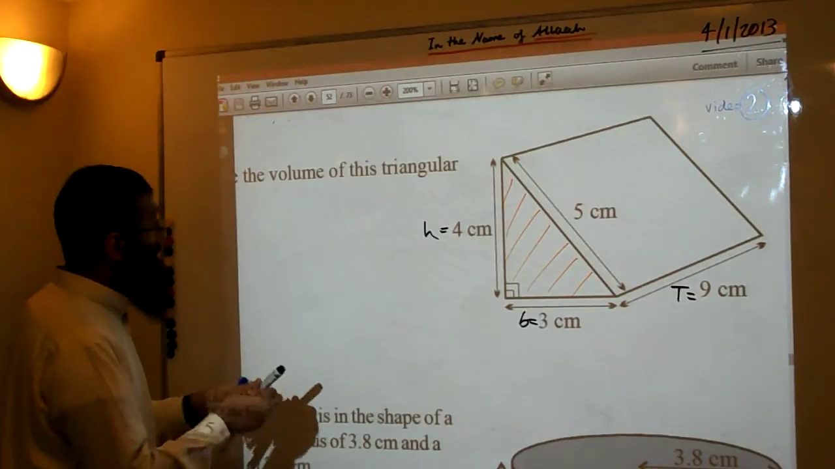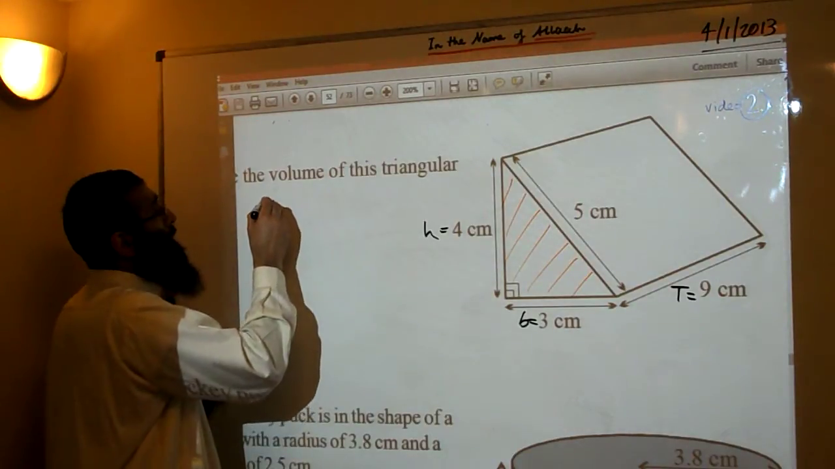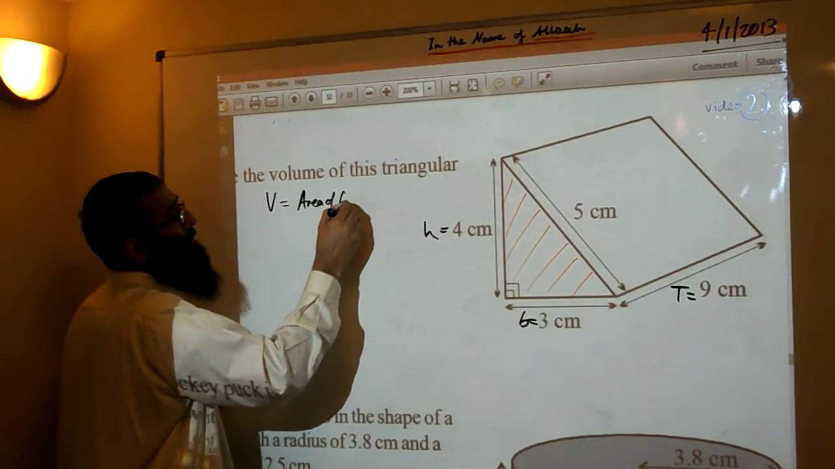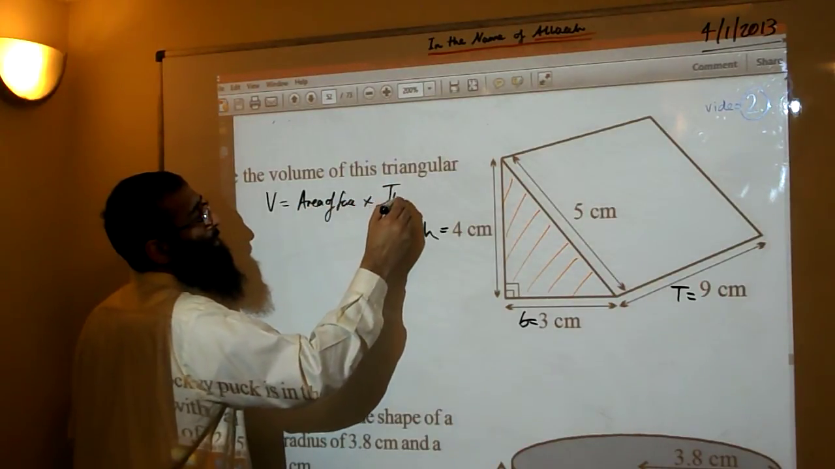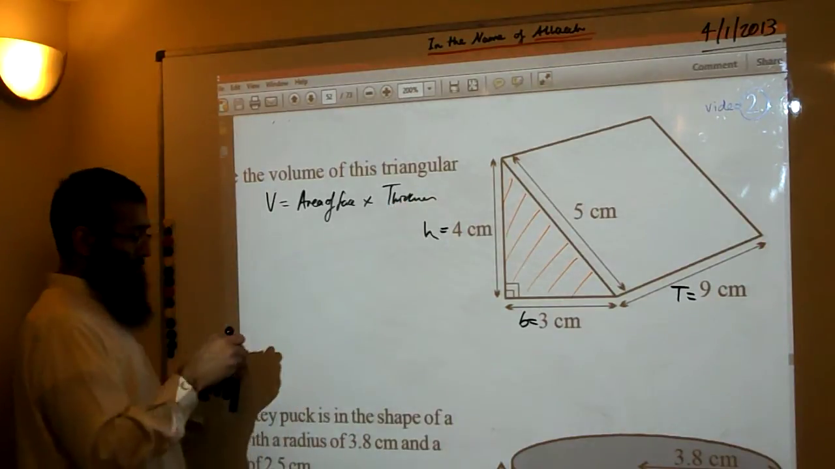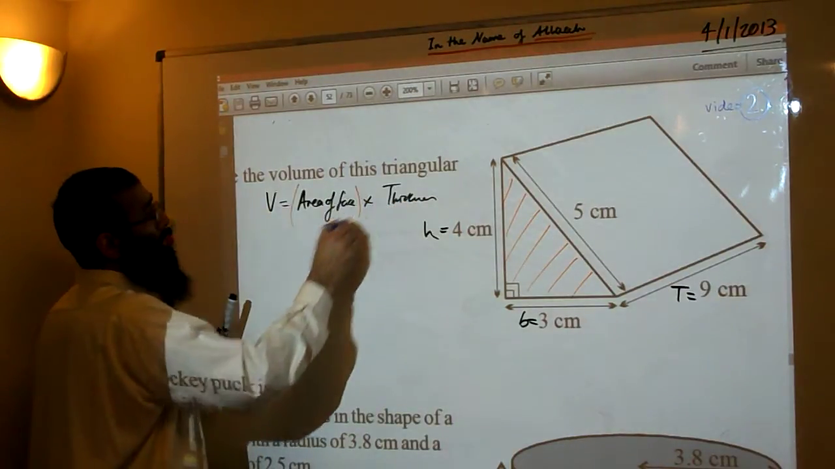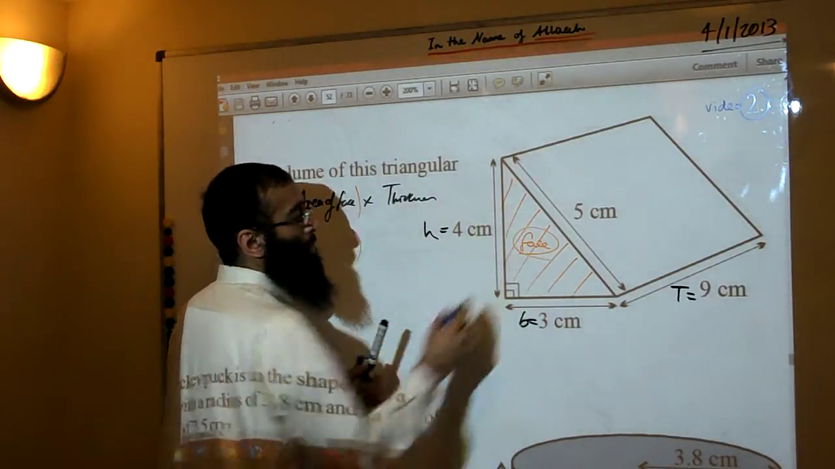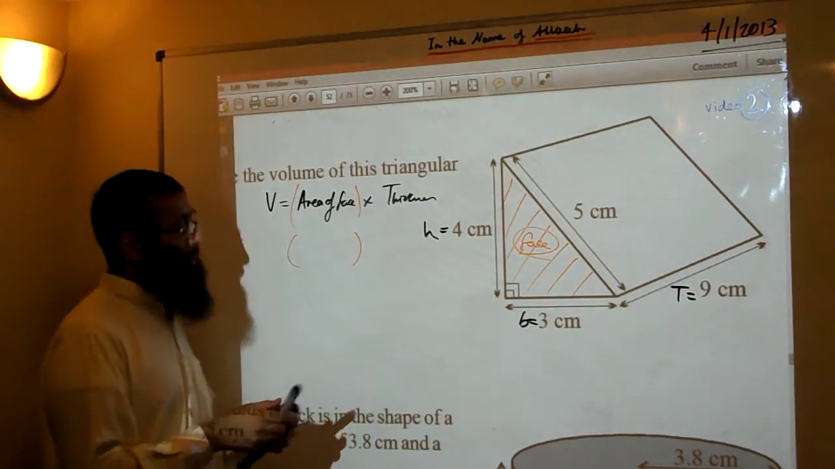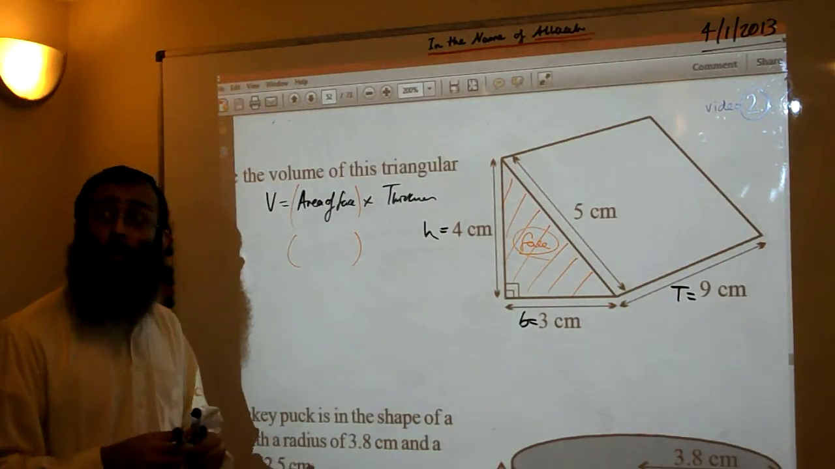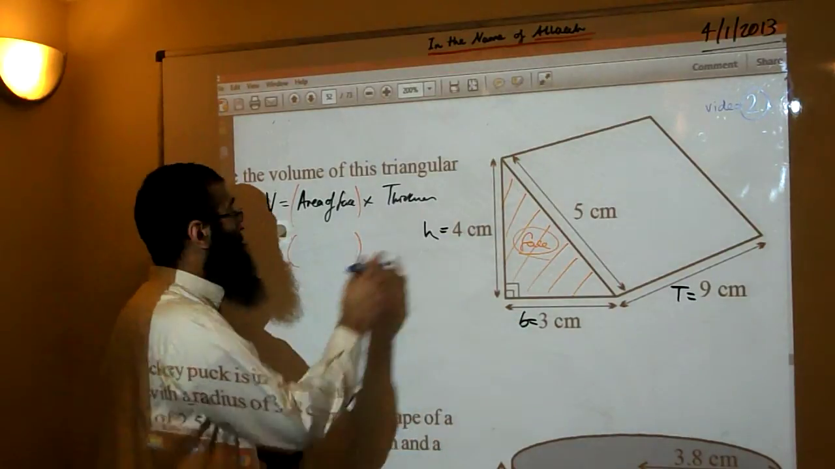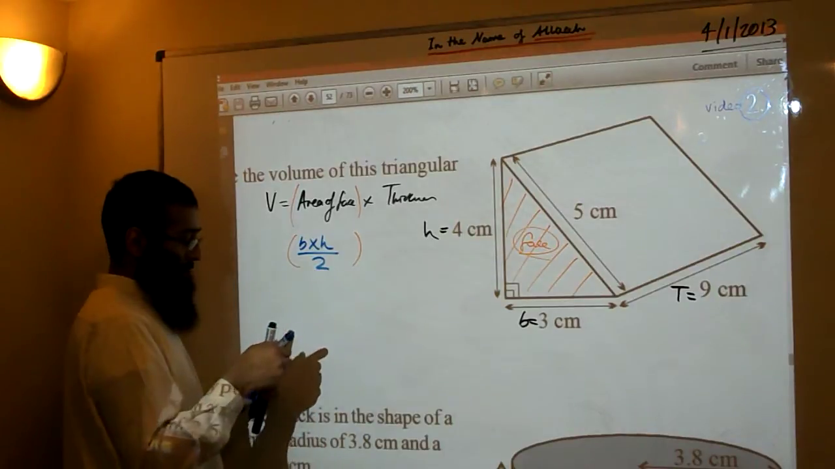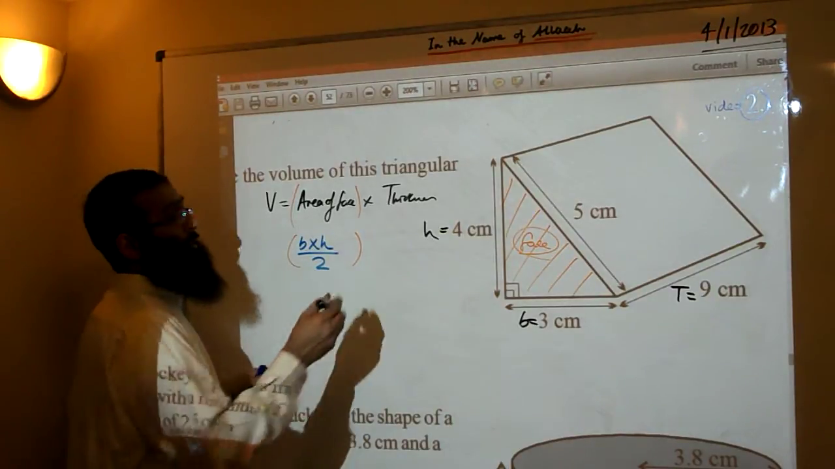Let's have a look at this question. What's the general formula? We said the volume is equal to the area of the face times by the thickness. This is the face. What face is it? A triangular face. So what is the formula for the area of a triangle? It's base times by height divided by 2, and then we're going to times that by the thickness.